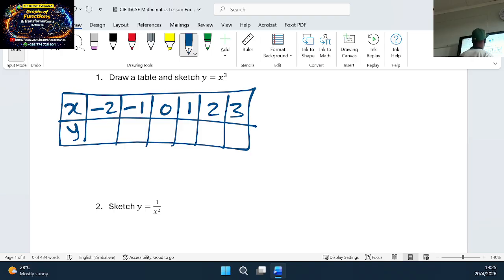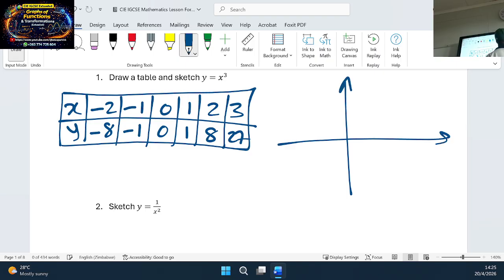So when our x is minus 2 in that function, minus 2 cubed gives us minus 8, minus 1 cubed is minus 1, 0 cubed is 0, 1 cubed is 1, 2 cubed is 8, 3 cubed is 27. So what we can see is on our Cartesian plane, we'll be having something of this nature, x, y, and there is our origin. 1, 2, 3, 1, 2, 3. So it's minus 1, minus 2, minus 3, 1, 2, 3, like that.